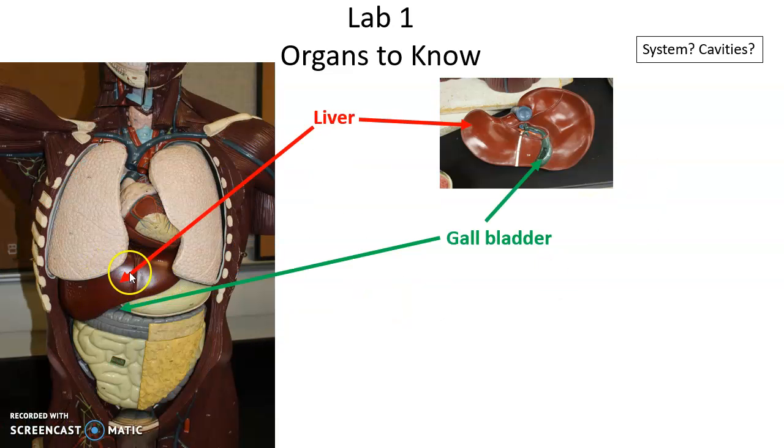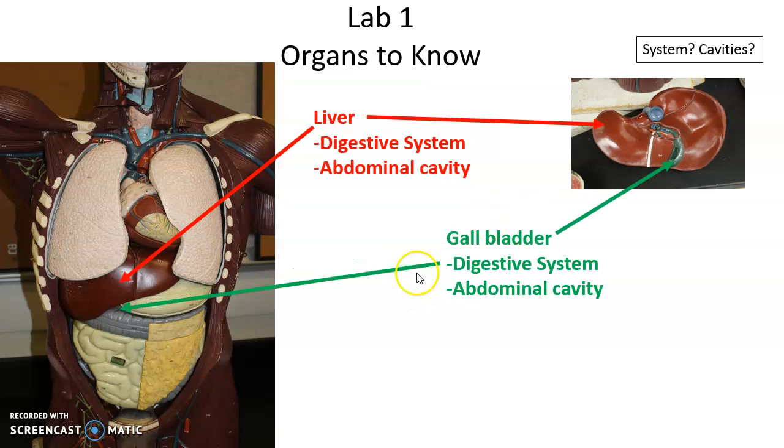We have the liver and the gallbladder. Here's another view of the liver taken out so that you can see its inferior surface. And lying on the inferior surface of the liver is the gallbladder. The liver is in the digestive system and found in the abdominal cavity. The gallbladder is also part of the digestive system and found in the abdominal cavity.